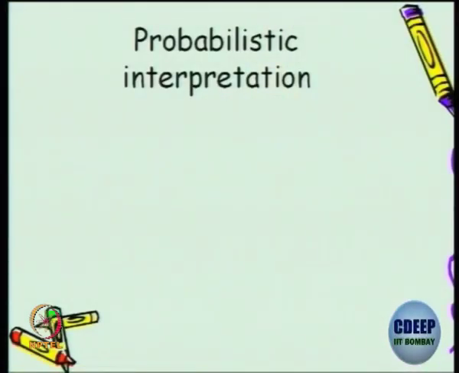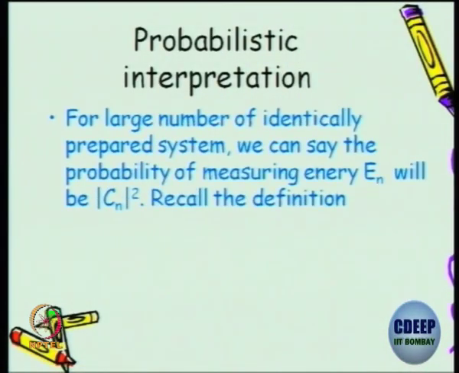Okay, so just towards the end of the last lecture, I talked about the measurement, which is probabilistic, in the sense that you take a large number of identically prepared systems, and if you want to measure the specific energy En, then the value will be mod Cn squared, which is the probability for finding the energy En. That's where we stopped.